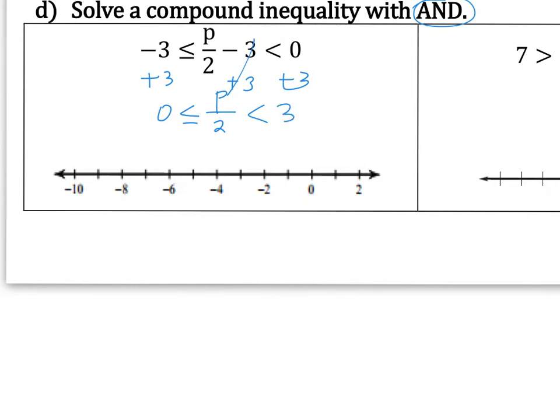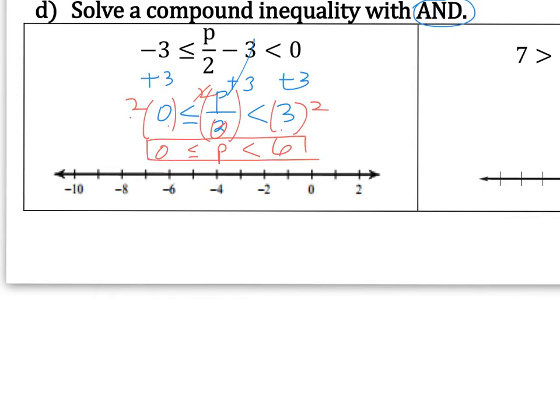Now we need to take this 2 and multiply it to every single term. So 2 times 0 is 0. The 2 cancels out in the middle. 3 times 2 is 6. And this will be your answer.